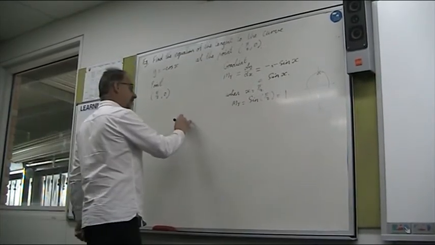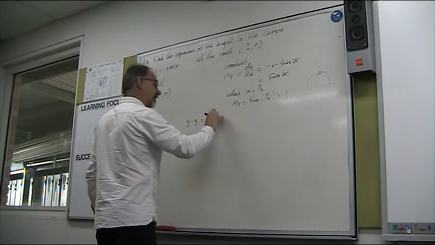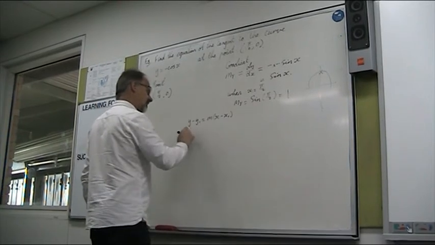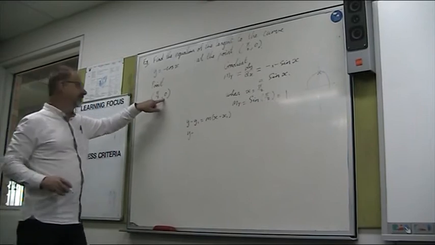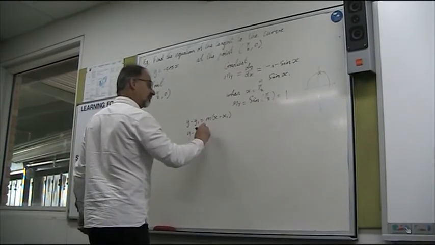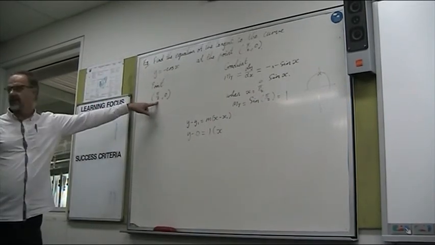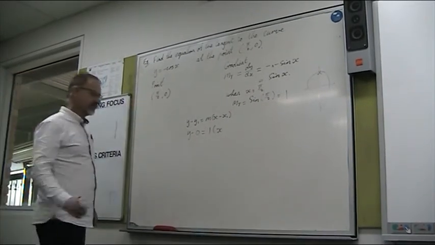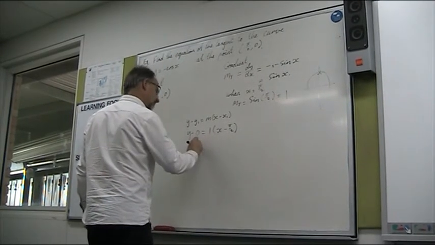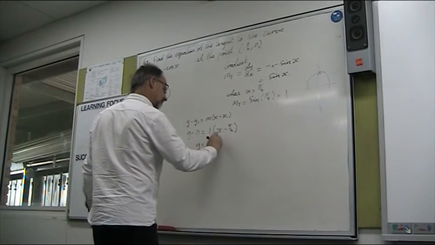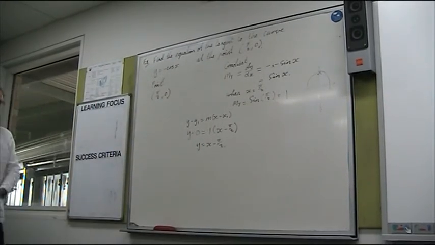So for our tangent, y minus y1 equals m bracket x minus x1. The y value, 0. Gradient's 1, x. The x value of our point, pi on 2. And so there's our equation.